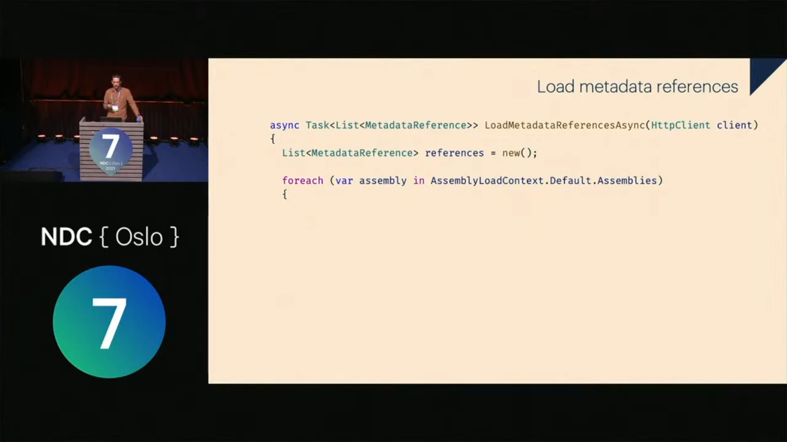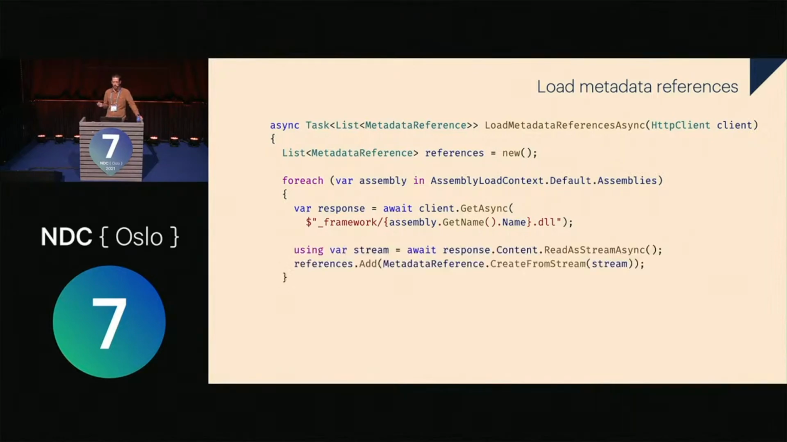So I iterate over those assemblies, and I then need to load the assembly. Now, all those assemblies are stored in this _framework folder in my Blazor application. But again, no file system, so I need to get at those using an HttpClient. So I make an HttpClient GET request, then I get a response back. I can read that response as a stream, and from that stream I can create a metadata reference. And then I have my list of metadata references that I can give to Roslyn.